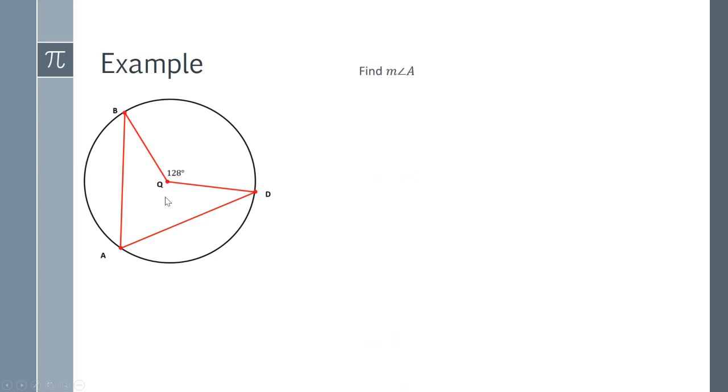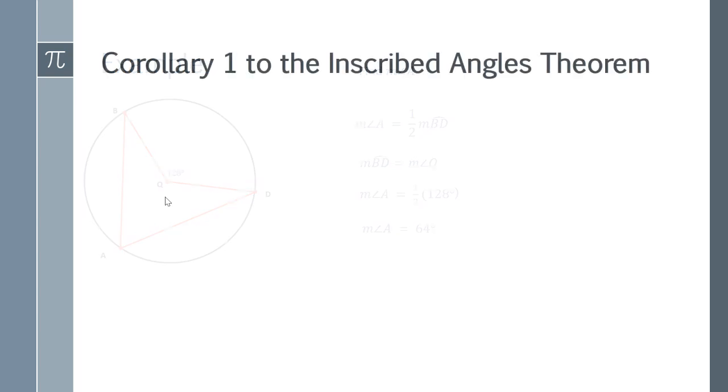We want to find the measure of angle A. The measure of angle A equals half the measure of arc BD. Well, what's the relationship between arc BD and angle Q? They're the same. So if we substitute, then the measure of angle A would be half of that 128-degree angle. So it's 64 degrees.